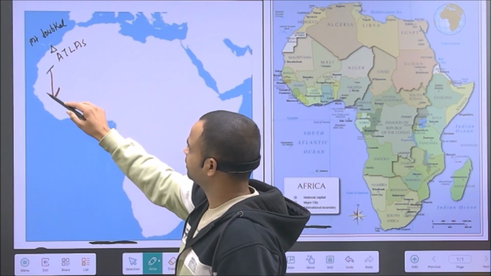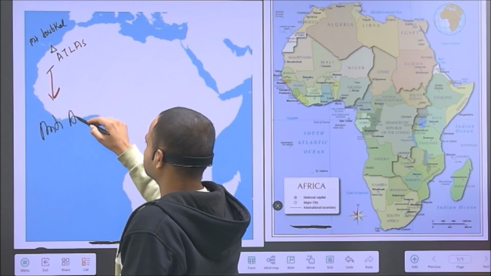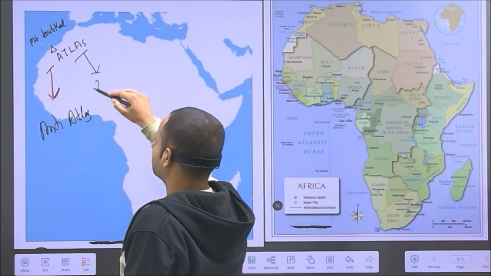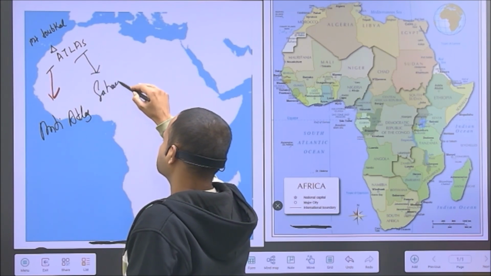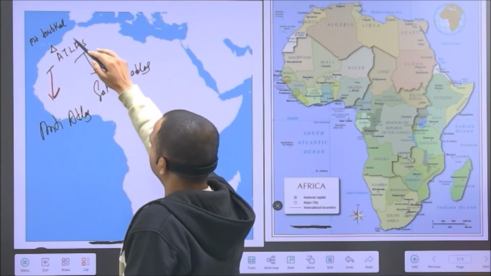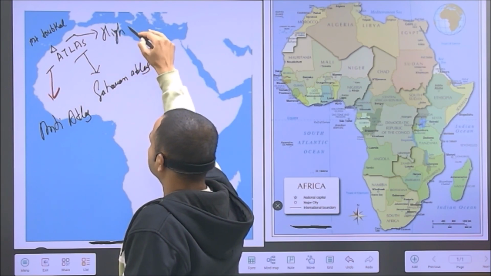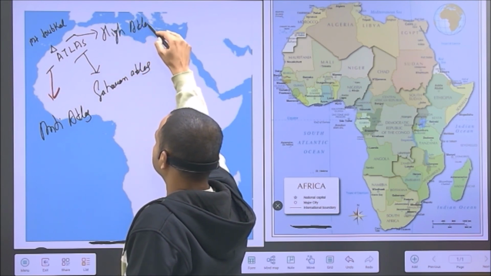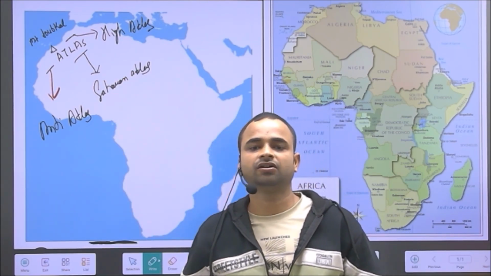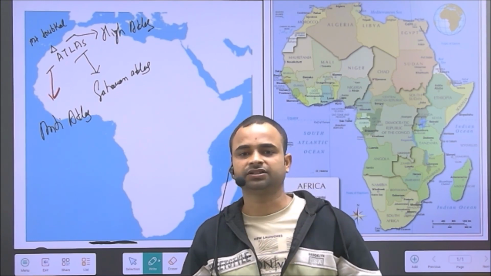Here Anti-Atlas, here Saharan Atlas, here High Atlas. High Atlas is also highest area of Atlas mountain.